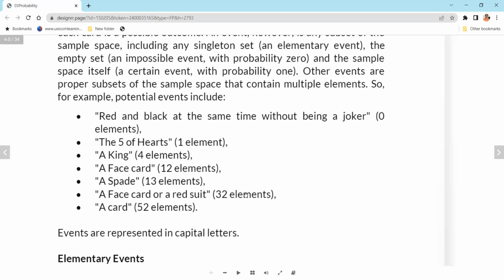face cards. So apart from 26, okay, 13 and 13, 26, it is only the black color face cards, isn't it? 3 plus 3, 6. So 26 plus 6, 32. So if I pick a card, what is the probability that it is a face card or a red suit? Answer is 32 by 52. Yes? Yes. So it is 32 by 52.